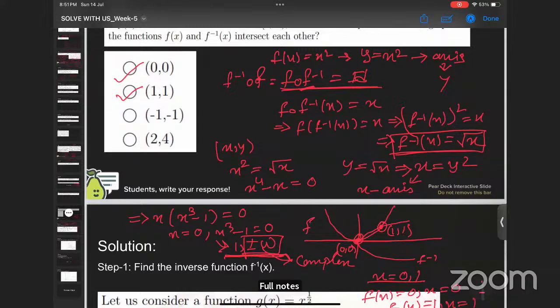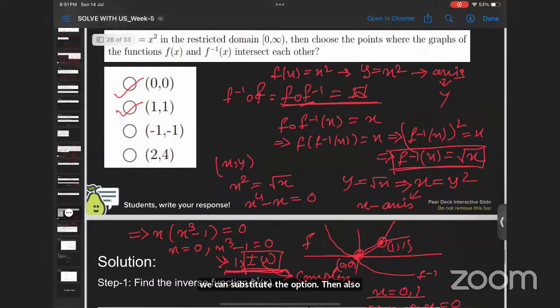Ma'am, we can also check when we have two equations, f of x and f inverse of x. Then we can substitute the options, then also we can get the answer. That is also we can do.